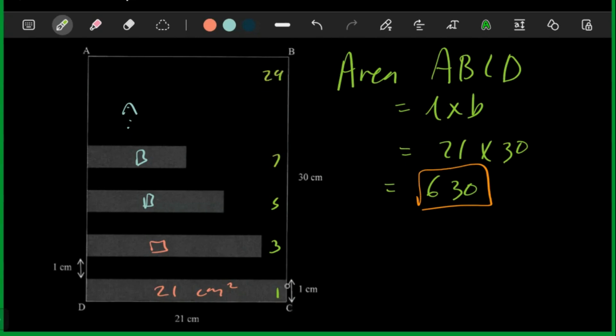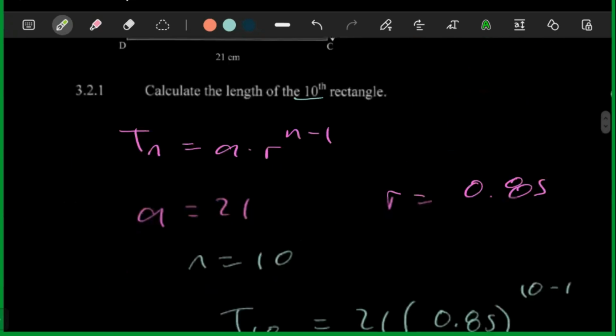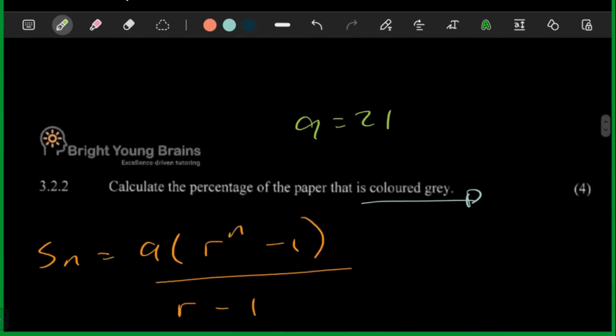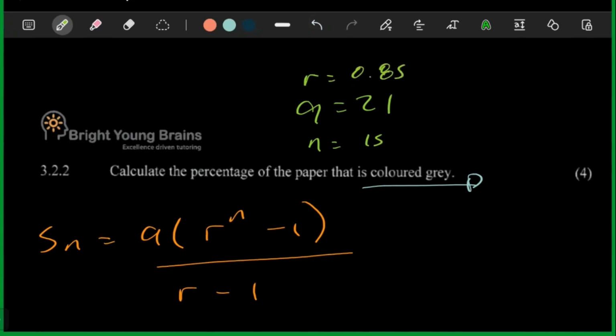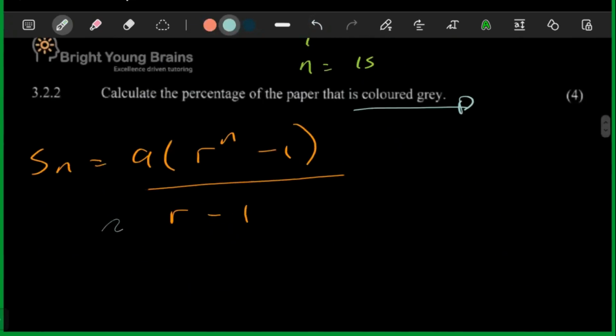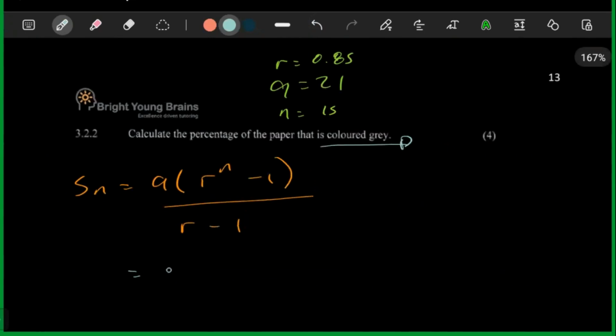So if we're going to start from 1 counting until 29, you are dealing with 15 numbers, you see, because it's like 1, 2, 3, 4, all the way into 29. That's like 15 numbers, which is half of 30. So you know that there are 15 rectangles to add up. And then what you do know is your common ratio, as we said, is just 0.85. So this is not a difficult question based on what we've just said. A is 21, r is 0.85, n is 15.